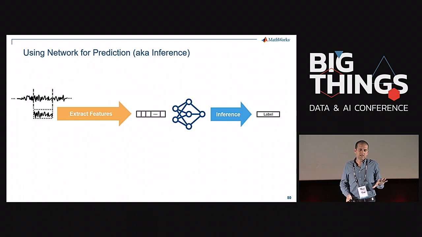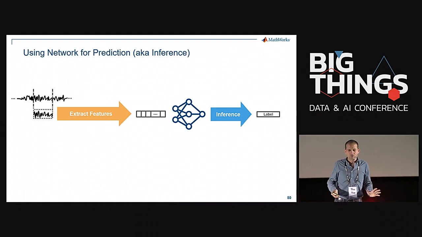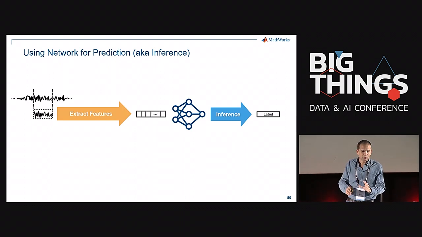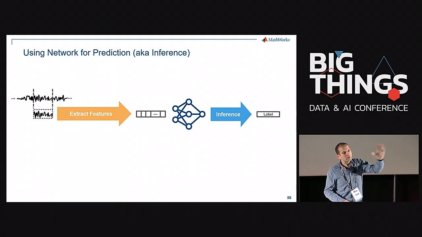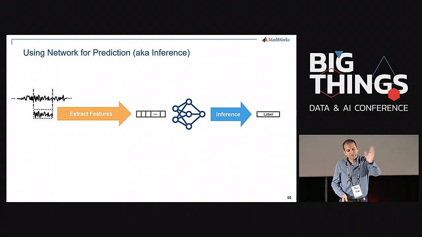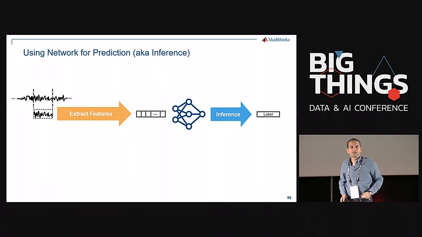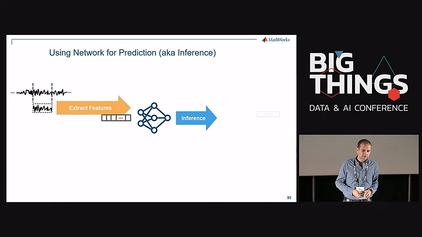Things look a lot easier for inference, right? You don't need to augment, and the network is already trained. I forgot to update the colors. Those are meant to be the weights, adapted. And the idea is that you just take the input signal, you extract the features out of it, you feed it to the network, and you expect to find back at the end the right type of inference, okay?